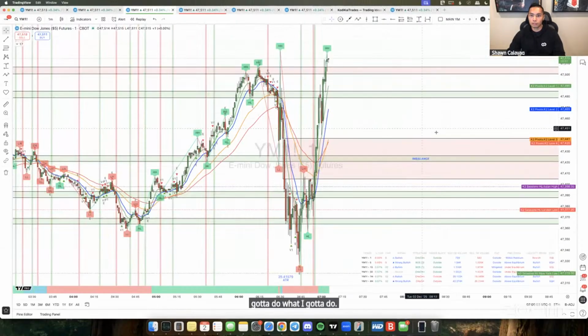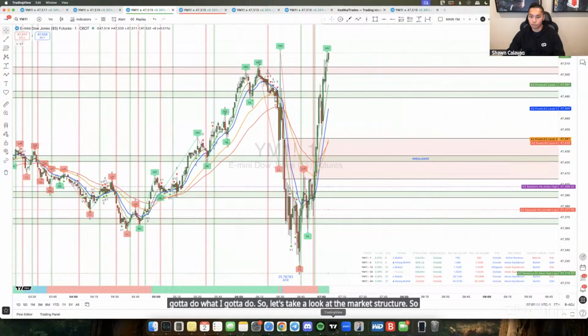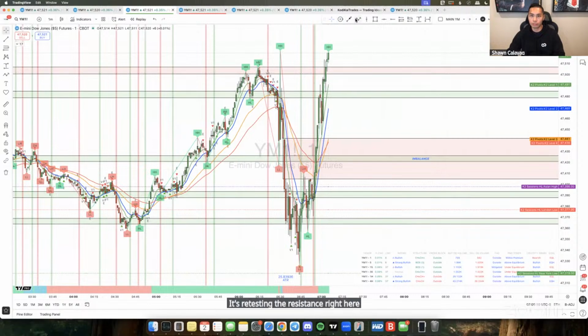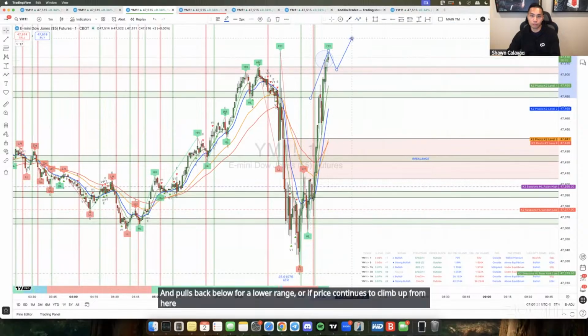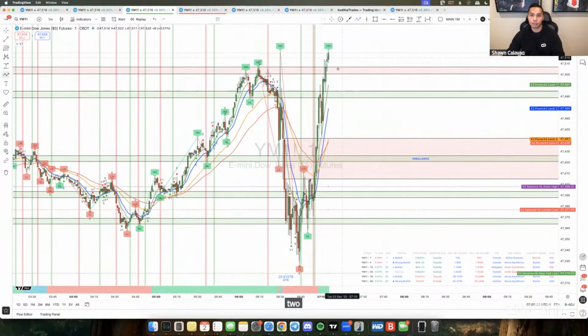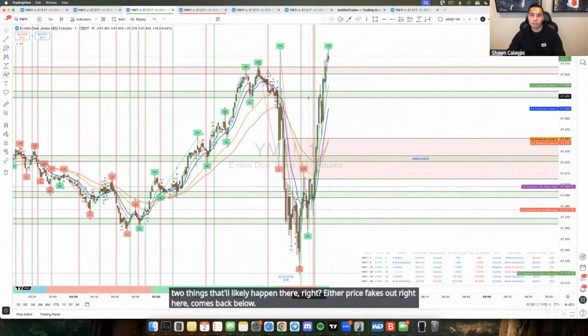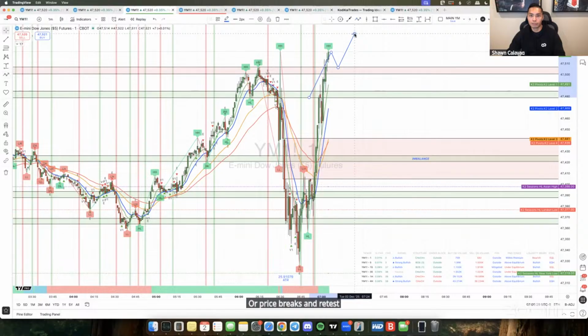So let's take a look at the market structure. Price is currently over here. It's retesting the resistance right here, basically a break and retest of it. We're currently at this high point. We'll see if price fakes out and pulls back below for a lower range, or if price continues to climb up from here and pushes up further. Two things will likely happen, right? Either price fakes out right here and comes back below, or price breaks and retests this area and climbs up higher from there. One or the other.